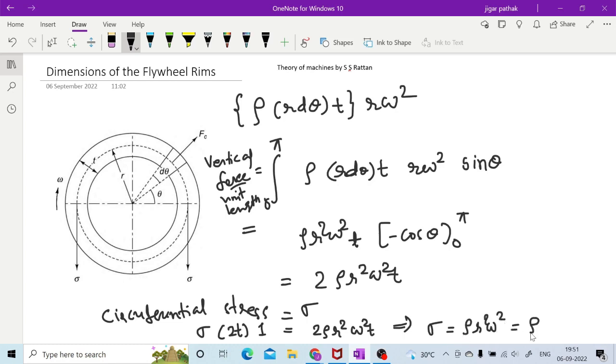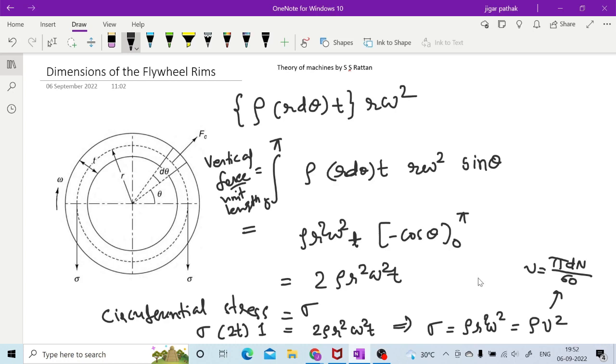So it will give you that sigma is equal to rho r square omega square. So r omega is nothing but velocity, right? So rho v square, and here again v can be calculated by pi d n by 60, where d is the diameter of the flywheel and n is rpm.